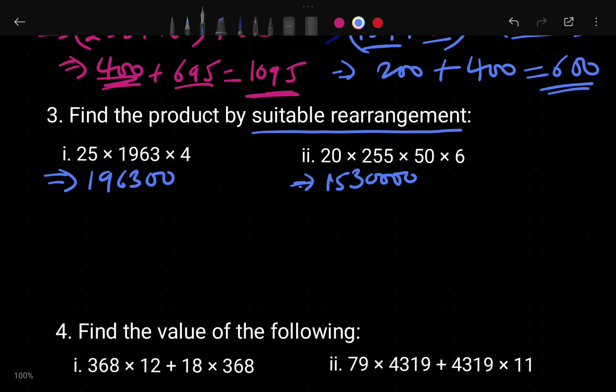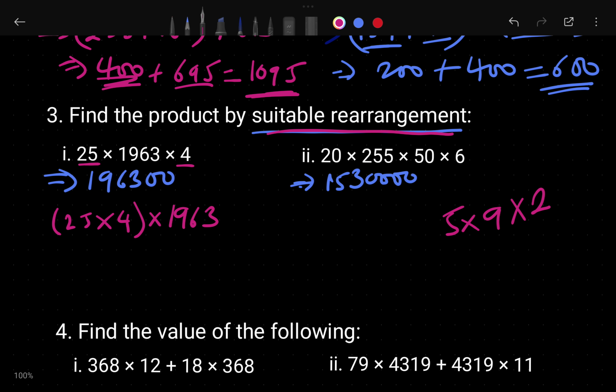But you have to do it with suitable rearrangement. So how can we do this? We multiply 25 into 4 directly, an easy way. Then we multiply by 1963. Otherwise we would multiply each and every one, and that is the slow process. If I tell you 5 into 9 into 2, how do you do this? 5 into 2 is 10, 10 into 9 is 90. You can do it directly. Okay, so that's why we are going to do this one.